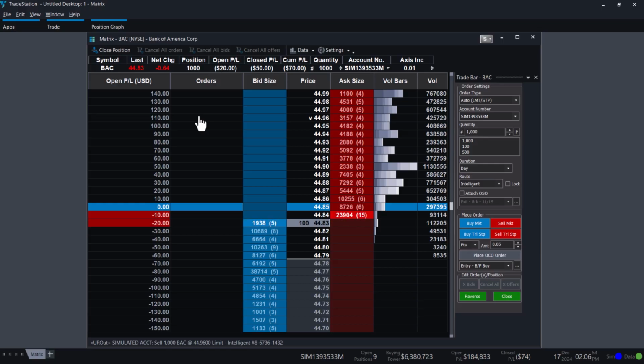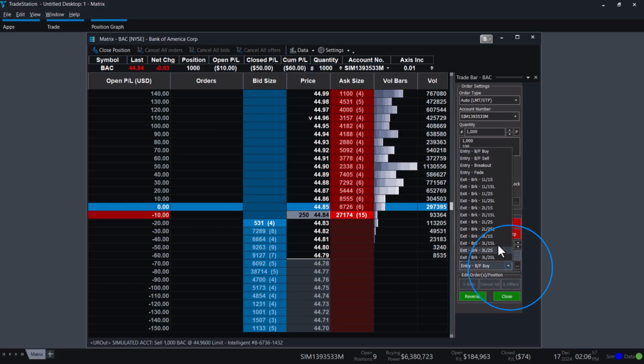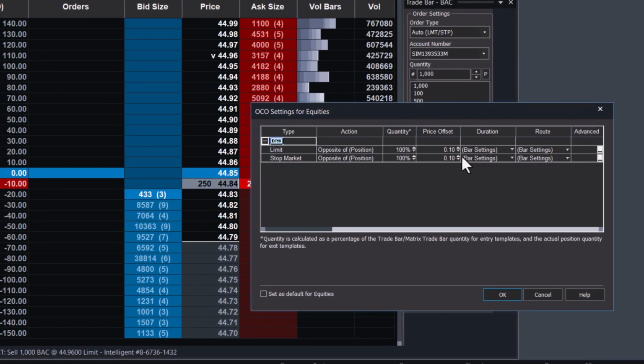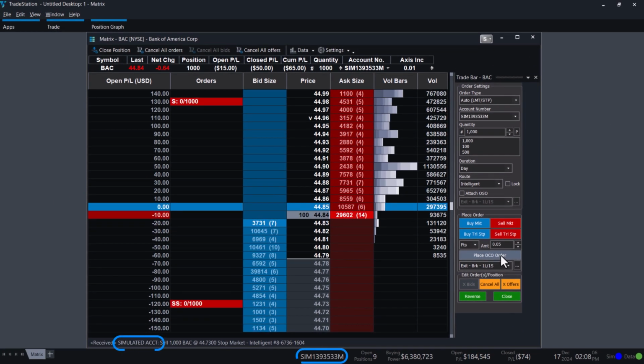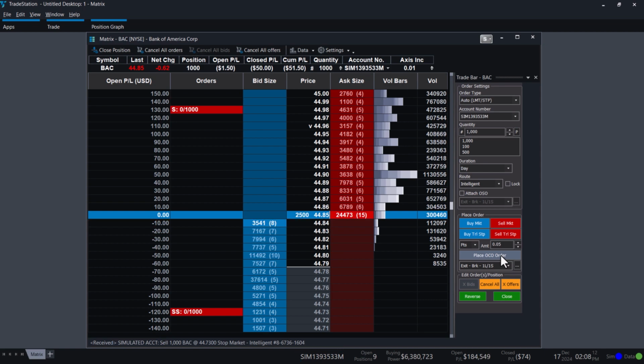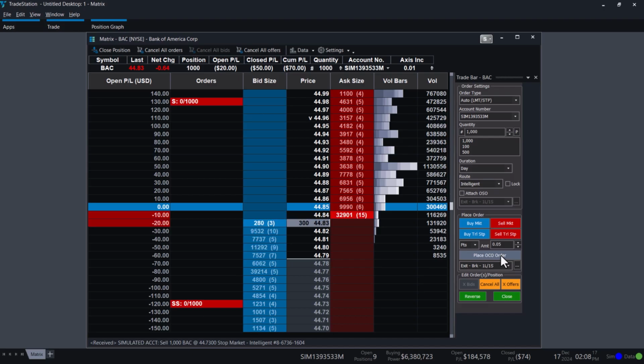When the position is open, the trader selects an exit template from the OCO dropdown, clicks the ellipsis to customize the distances for profit and stop orders, and then places the OCO. Using the TradeStation trading simulator to place profit targets and stop losses lets you practice and learn how to submit these orders without risking your capital. This strategy keeps emotions at bay and may help in managing the trade efficiently from start to finish.